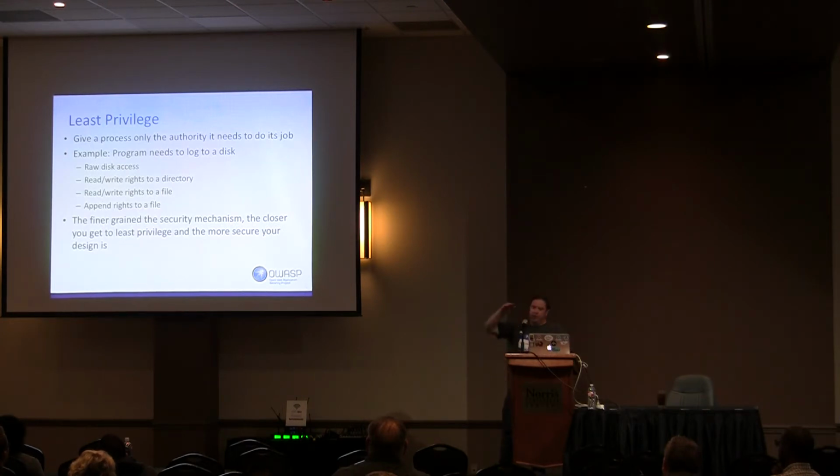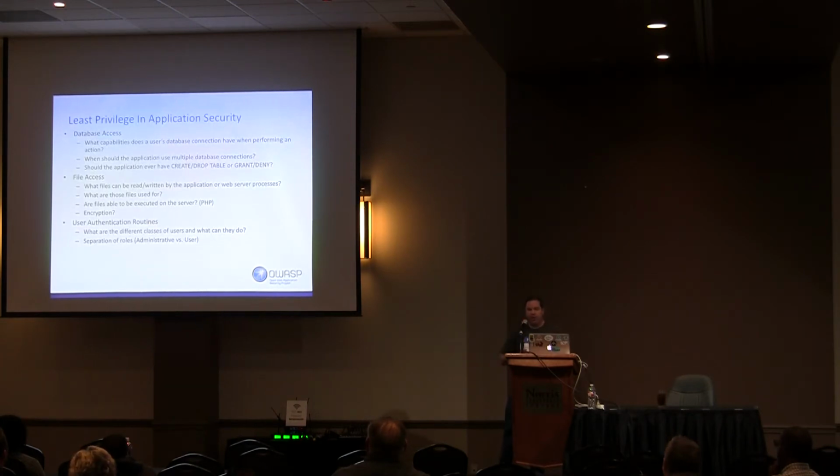And the concept here is that the more finer-grained the security mechanism, as we go down from raw access to you can only write to the end of the file, the closer we're getting to least privilege and the more secure our design is. So we need to be thinking as we're architecting our application, does this app really need raw disk access? And 99% of the time, the answer is probably not, right?